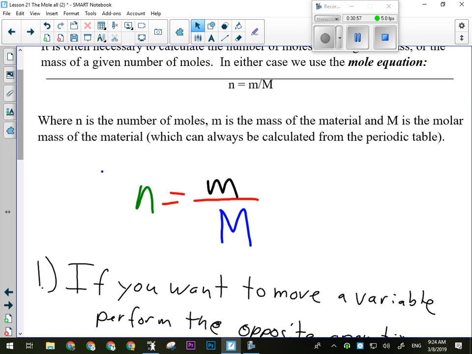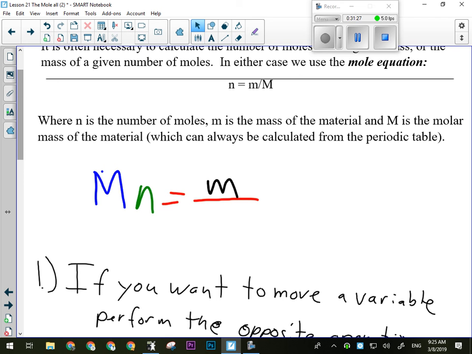So let's look at this for manipulation purposes. Obviously, if I'm solving for n, it's already set up. I don't have to move anything. As long as I'm given mass in grams and the compound itself, I can calculate the molar mass, then I can do this calculation. If I want to solve for m using this equation, then I multiply both sides by big M. That's the only manipulation of that equation you're ever going to have to do.